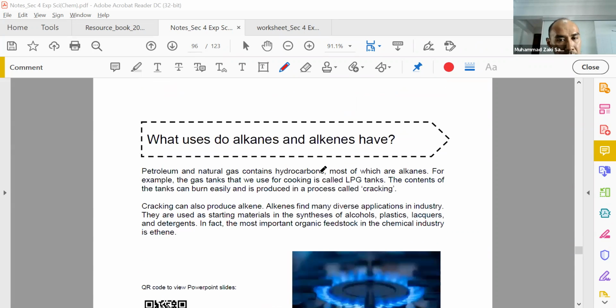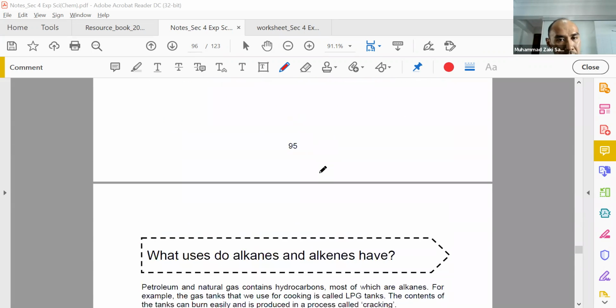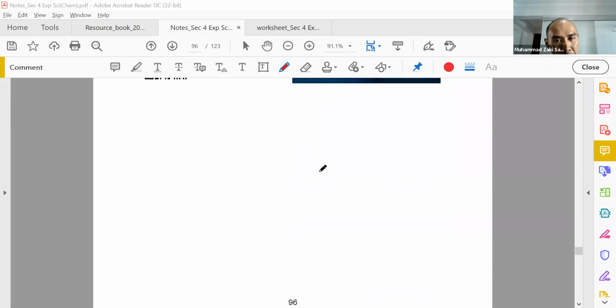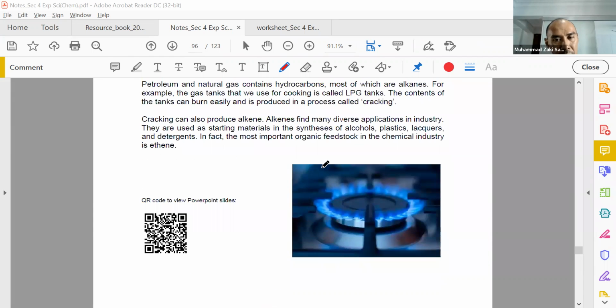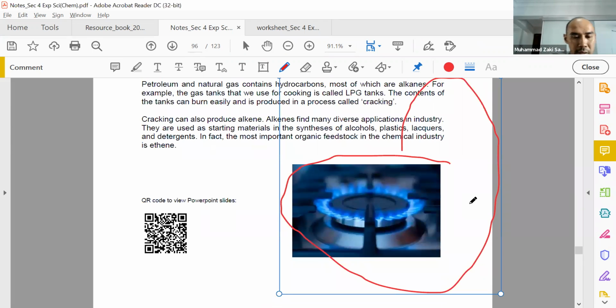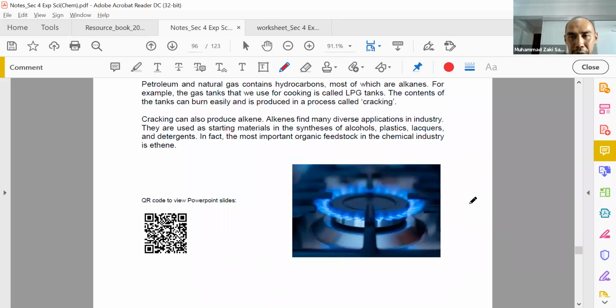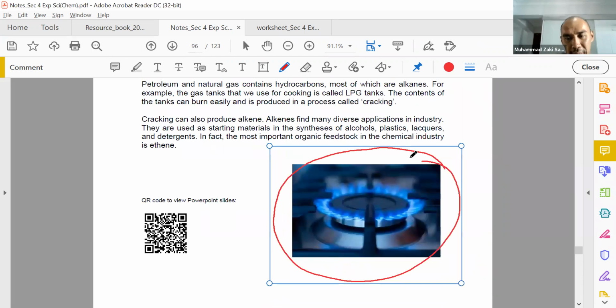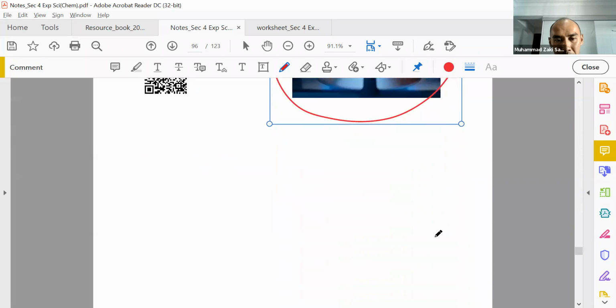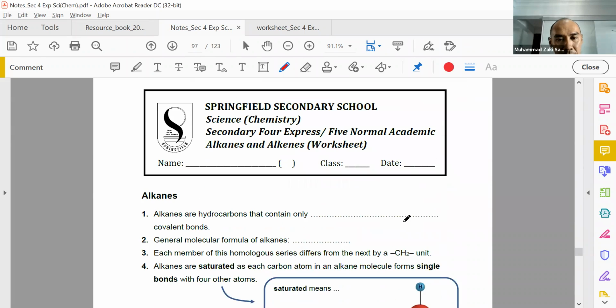So let's talk about alkanes. Alkanes have no functional group. So basically, where can you find alkanes? Very near to your house. Your cooking gas contains a mixture of methane and butane. So what about alkanes do you need to know? We have 10 minutes, so let me cover it.